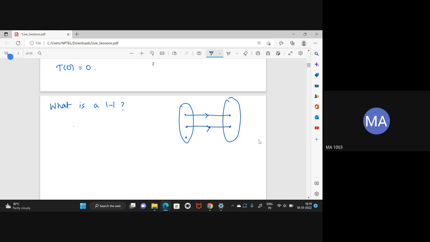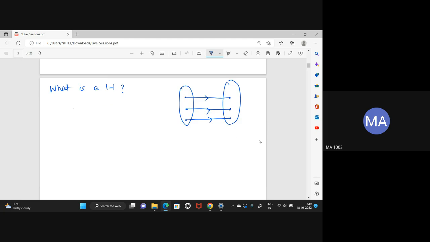So obviously, one input cannot go to two different outputs, right? Then it is not even a function. But other than that, every input should go to a unique output. So this is not a one-to-one map because this one and this one, two inputs are going to the same output. For it to be a one-to-one map, every input should go to a unique output.